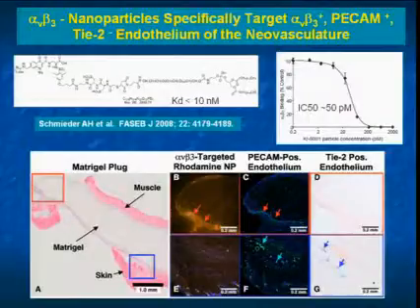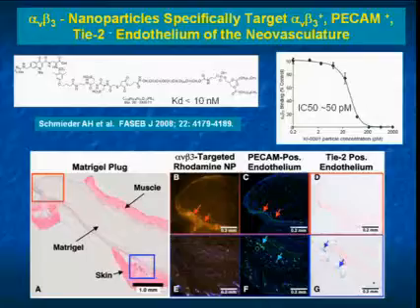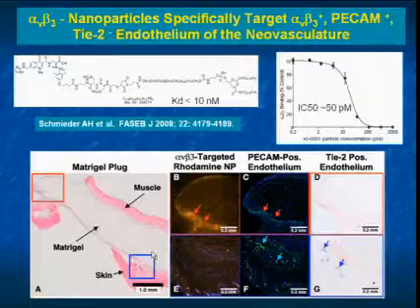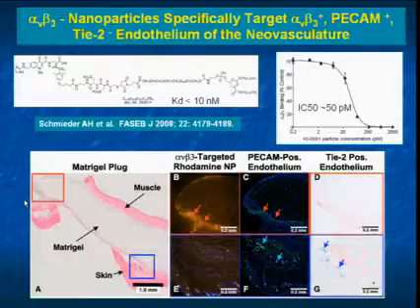Now, one of the things that's important to know about these agents is whether they go where you think they're going. And we spent a lot of time in competition studies and others I'll show you. But here I just want to point out, here's a Matrigel plug, which has FGF in it, which is driving angiogenesis. And if you look at these red blocks here, this is an angiogenic-rich area. And this area here on the skin has other microvessels.